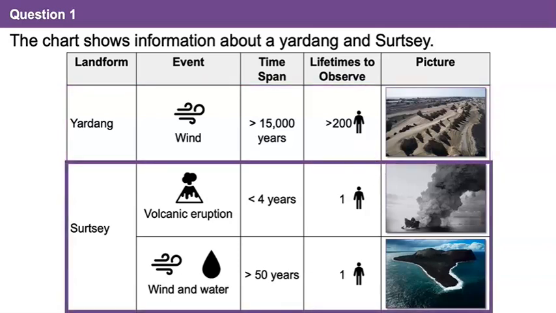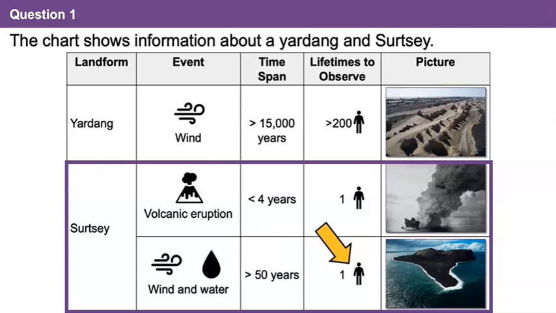The island of Surtsey is a landform. A volcanic eruption is the event that formed Surtsey. The eruption took less than 4 years. Wind and water are events that change Surtsey. They have been changing Surtsey for greater than 50 years. To observe how Surtsey forms and changes takes 1 human lifetime.